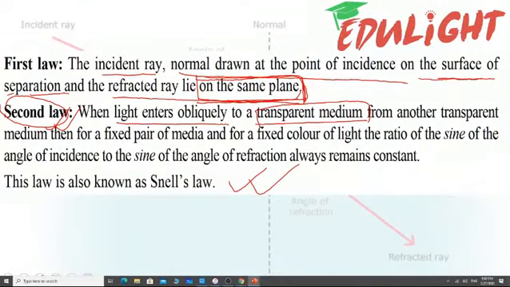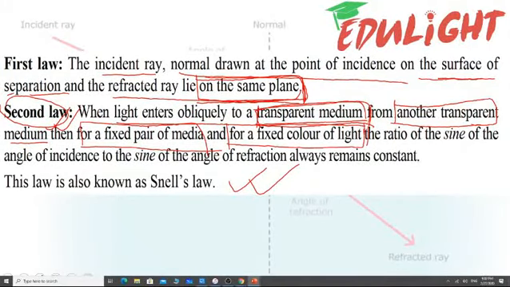There are also other opaque mediums, but the ideal opaque medium is the black hole. So if light enters obliquely into a transparent medium from another transparent medium, that is why we are saying transparent medium here, since light is being exchanged, going one way and bending. Then, for a fixed pair of media, that means for that particular fixed pair of media, and for a fixed color of light, the color of light also matters here, because for different colors of light we will see different types of refraction, that means different refraction angles.